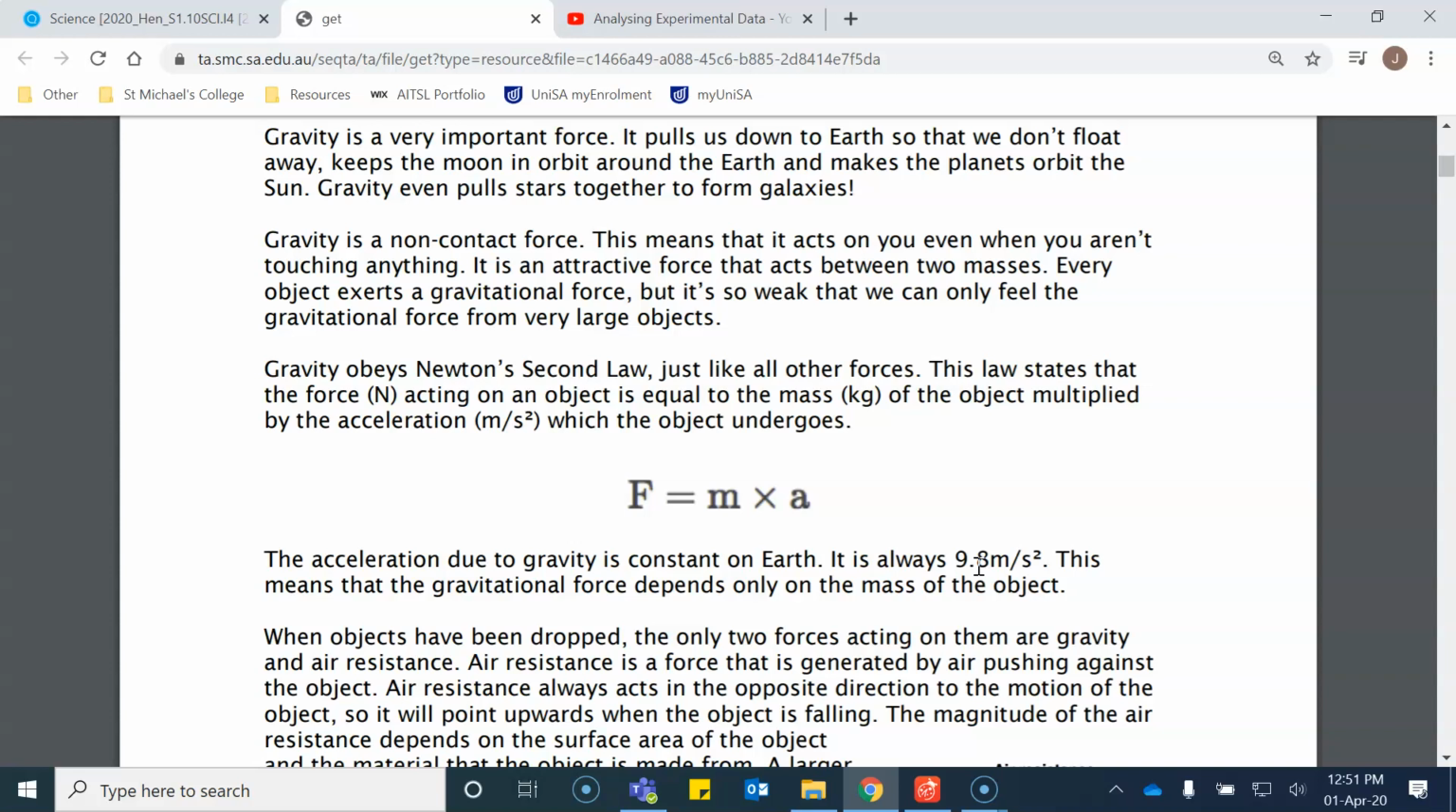Air resistance. Because we know in practice that if I've got a bowling ball and a feather and I drop those at the same time off the balcony, those two things are not going to be accelerating at the same rate towards the floor, are they? No. The bowling ball is going to be accelerating a lot quicker because air resistance is having a greater effect on that feather.